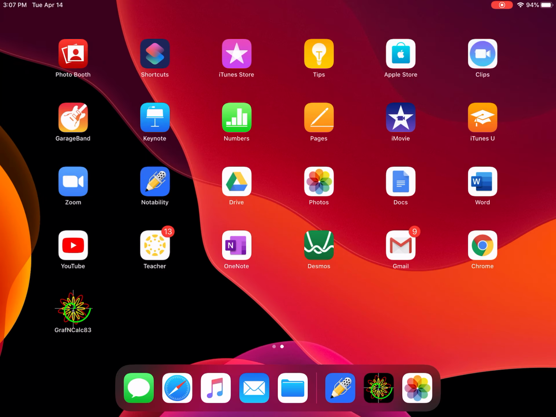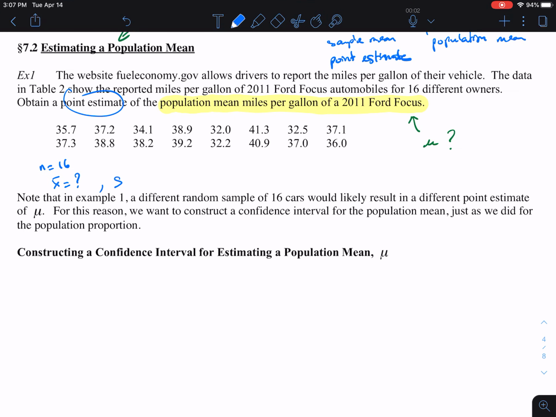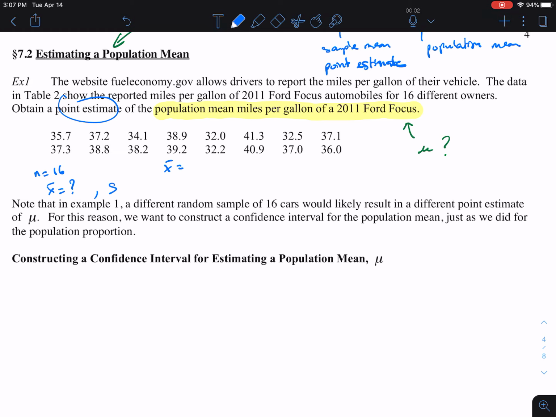Okay, so I'm going to go back to my notes. I'm going to say x bar now is 36.87 miles per gallon, and the standard deviation is 2.89. This number here is our point estimate for estimating the population mean.